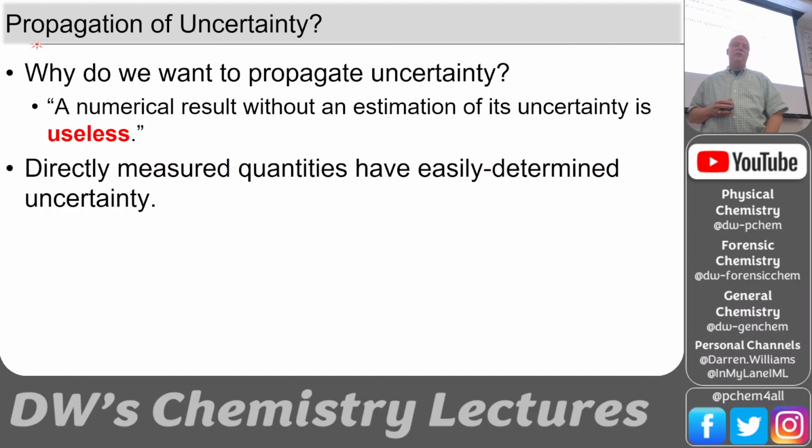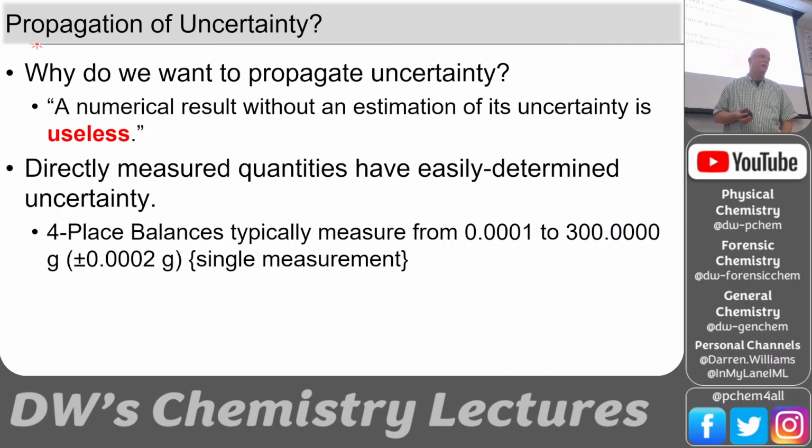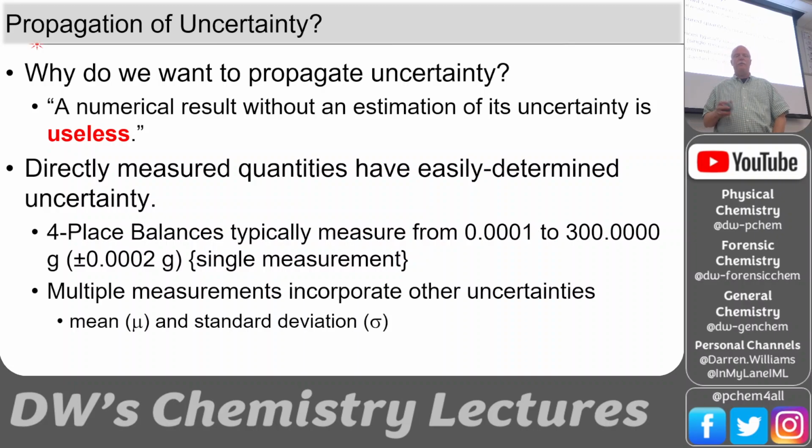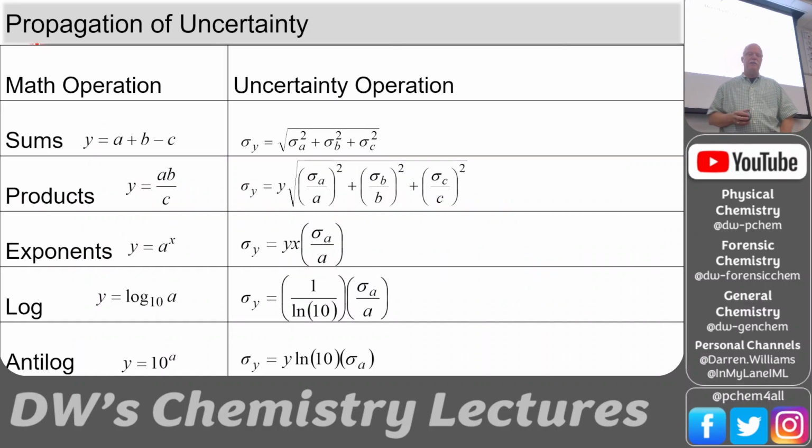And so these directly measured quantities have easily determined uncertainties. Like a 4-place balance, you can read on the box when you unpack it, it says it has an uncertainty sort of in the balance of performance of plus or minus 0.0002 grams. Okay. Now you can still take multiple measurements with that and compute your own standard deviation, but a single measurement on a balance would give you a very good, very certain result. Now multiple measurements then incorporate other uncertainties, and so we calculate the mean and standard deviation.